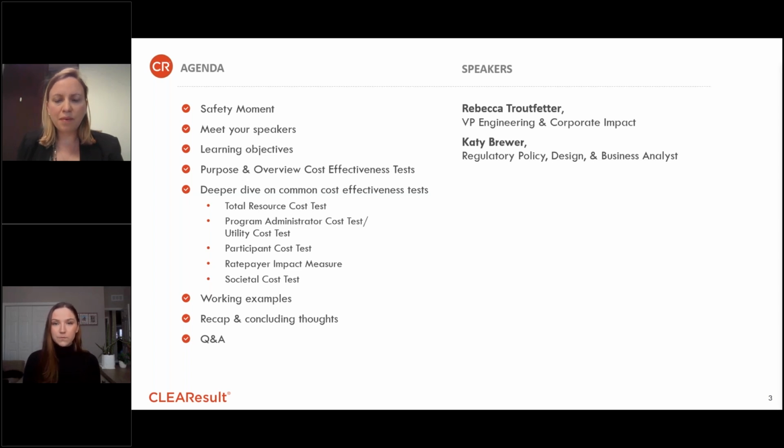And then we'll wrap up with some working examples, taking everything we've discussed in the first 2 sections and working through what it would look like in a real life example. For this offering, what are the inputs? What if we change some of those inputs? What happens? And then we'll wrap up and have some Q&A.